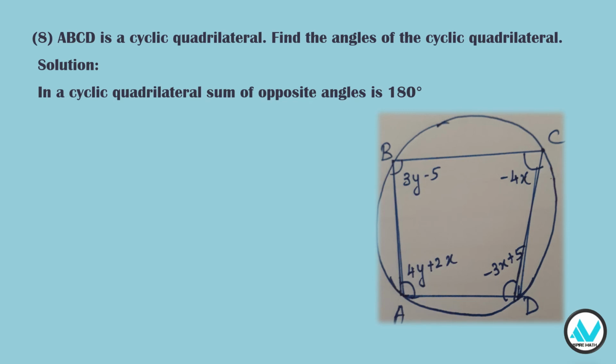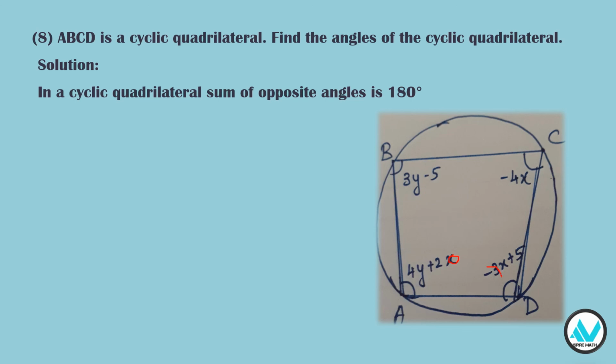Now for the eighth sum, ABCD is a cyclic quadrilateral. Find the angles of the cyclic quadrilateral. Now the figure has been given here. There's a small change here. It's not 4y plus 2x, it's 4y plus 20. Again, it's not minus 3x, it is minus 7x.